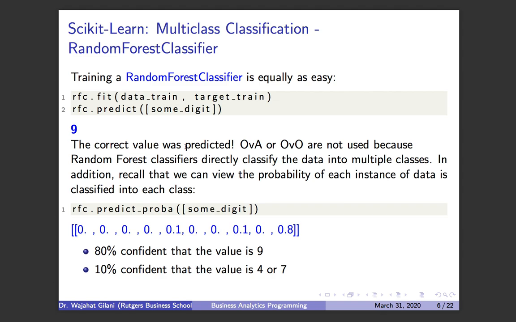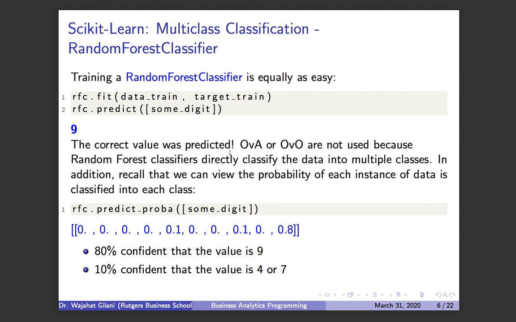In this case, and this is why I say mostly, very carefully, I said mostly classifiers use 1 versus all or 1 versus 1. In this case, neither is used, because random forest classifiers directly classify the data into multiple classes. That's the way that algorithm works. In addition, recall that we can view the probability for each instance, right? When we call predict_proba, we can get the probability that the random forest said that each image belongs to each class. Remember, it gives you probabilities for which class that number or that image belongs to.